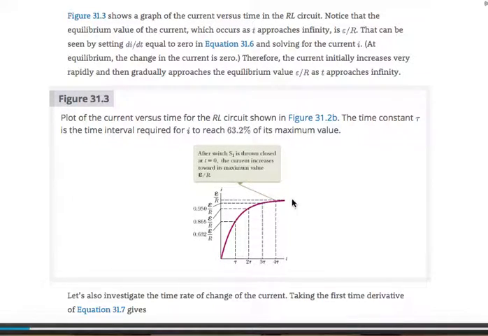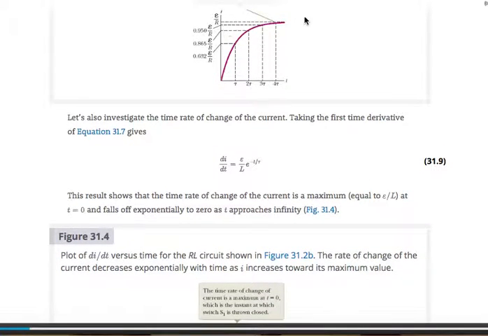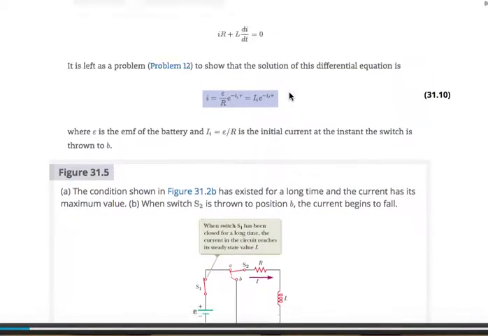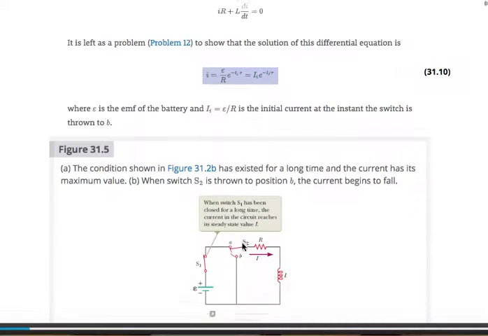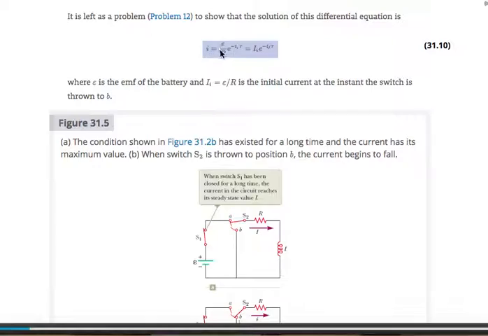So the current is going to increase. The rate of change of current starts off changing a lot, and then it goes to no rate of change. And once it gets to no rate of change, you're at maximum current, and the inductor basically has no effect on that circuit. The inductor only acts right when there's a changing current, which would be when you close that switch, or if you were to move this switch from this position. This is the equation for the current.